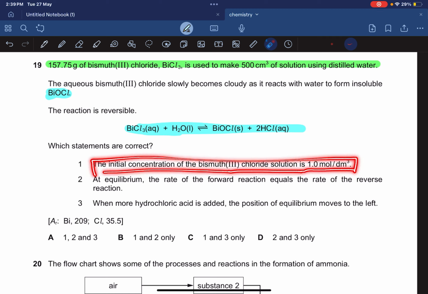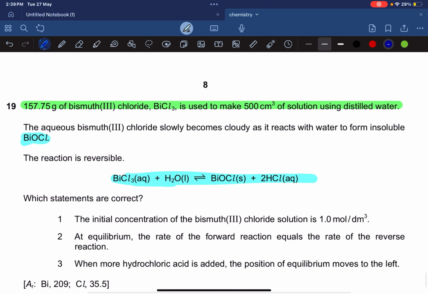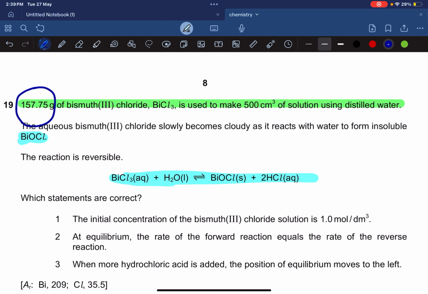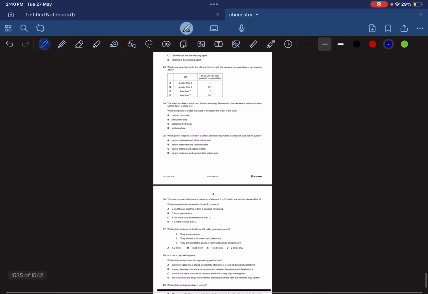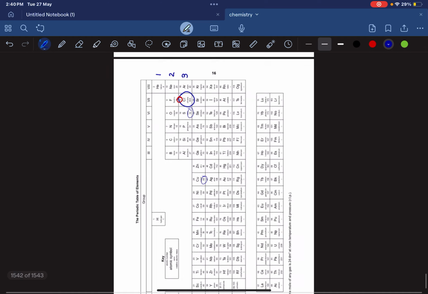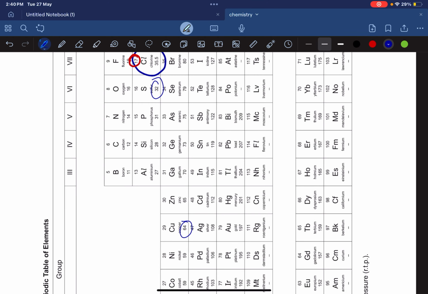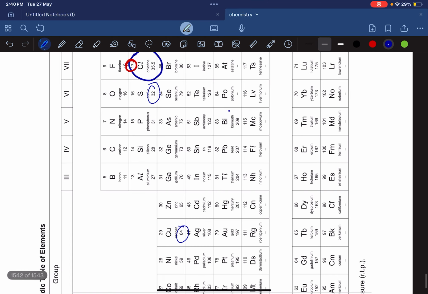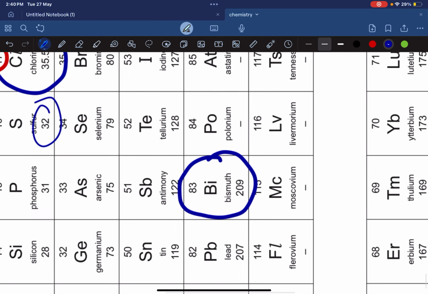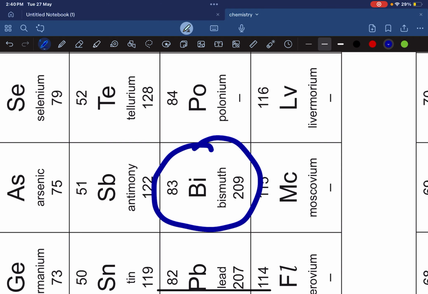Okay, let's find out the concentration. We first need to find the moles of bismuth chloride. We are given the mass, and over here we're given the volume. So with the mass, let's find out the moles. Moles equals mass, which is 157.75, upon your Mr. Mr of BiCl3. Let's figure out the Mr for Bi, and for chlorine we know it's 35.5. For Bi, what do you guys think? Okay, let's check, you guys. What do you guys think? What should we take for the Mr? 83 or 209? Figure it out yourself.